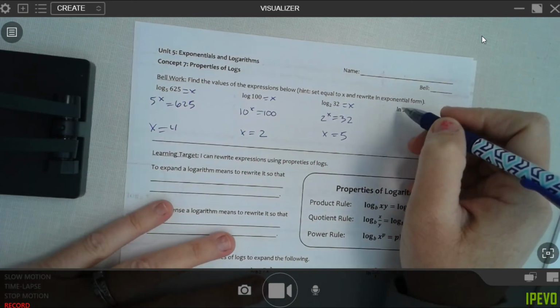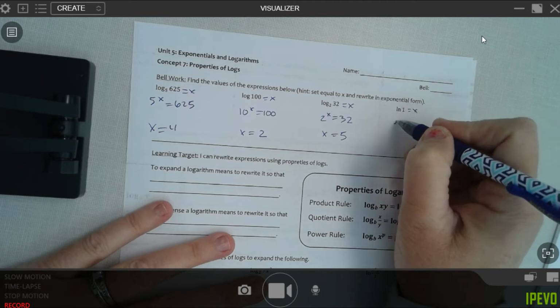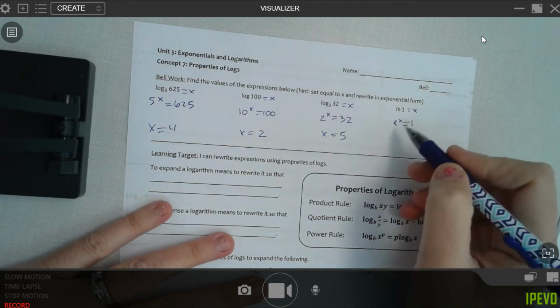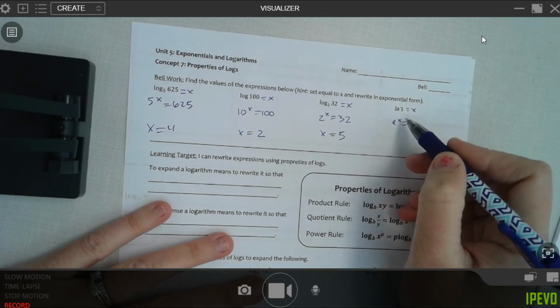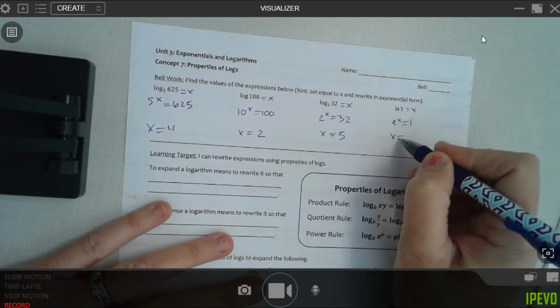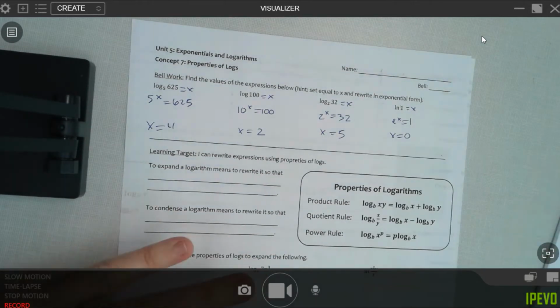Remember, the base of ln is e. So I'm going to say e to the x equals 1. So the only thing you can ever do to raise to a power to get 1 is going to be 0. So anything to a 0 gives you 1.